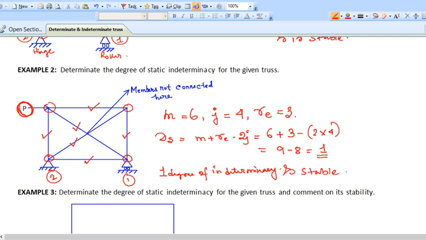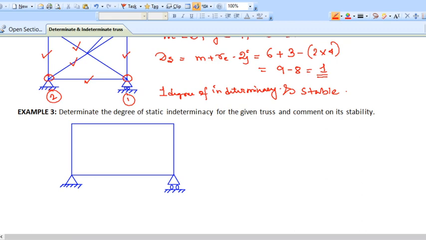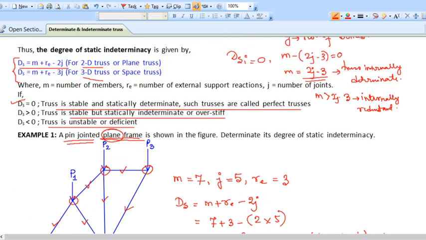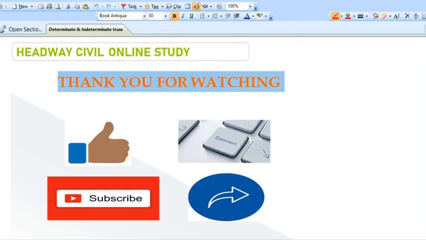Right? Next, move on to question 3. Here the truss is given. Similarly, we will find out the number of members, the number of joints, and the number of reaction forces. This problem I'm leaving up to you. Just find out the value of Ds and tell me which of these 3 conditions it will be: stable and determinate, stable and indeterminate, or an unstable truss.